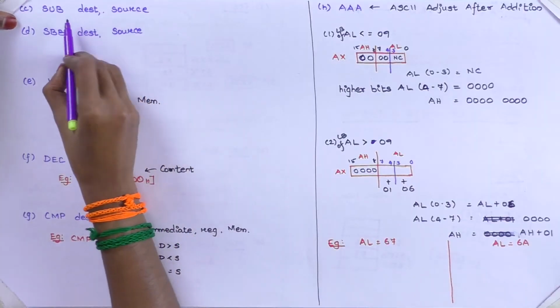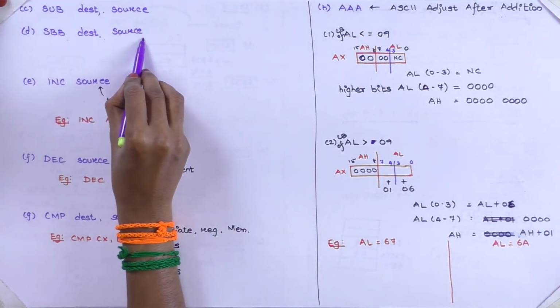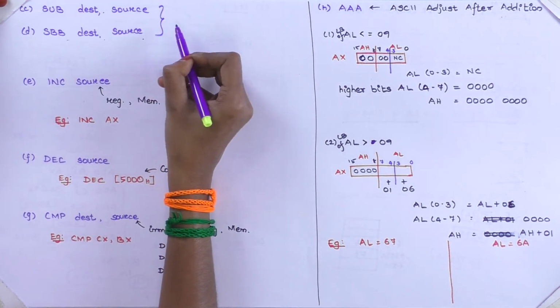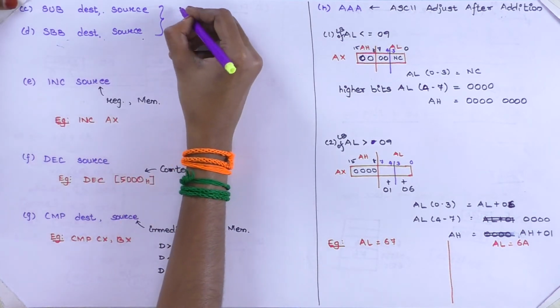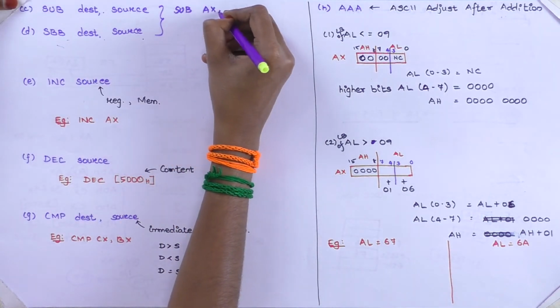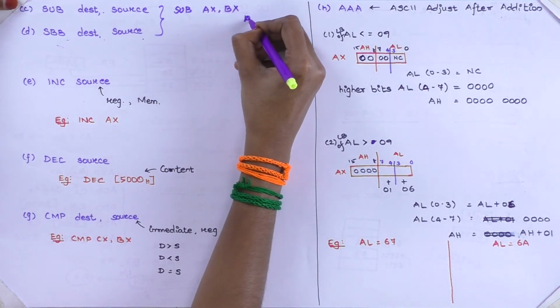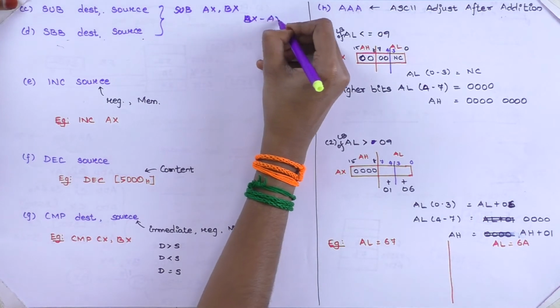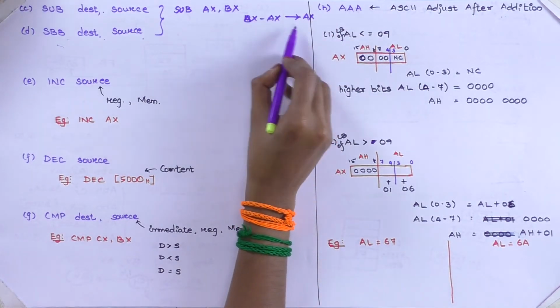Fine. So the next is subtraction, destination comma source, then subtraction with borrow, destination comma source. So these are the same as addition, but there addition is performed, here subtraction is performed. I will take an example, SUB AX comma BX. What it will do is subtract the source from the destination and the value will be stored in the destination. So this will happen here.